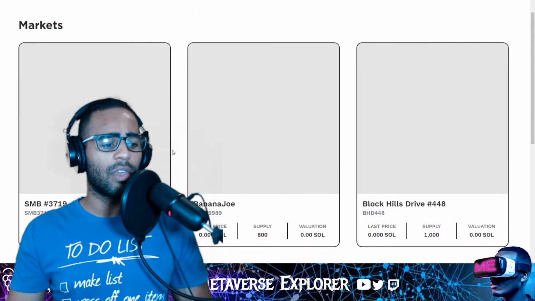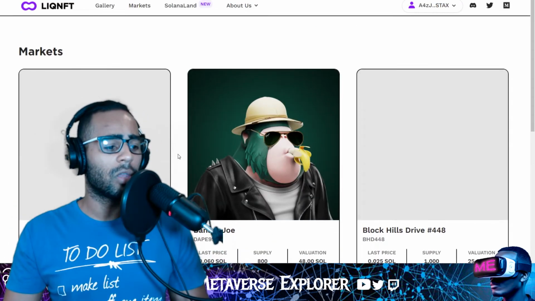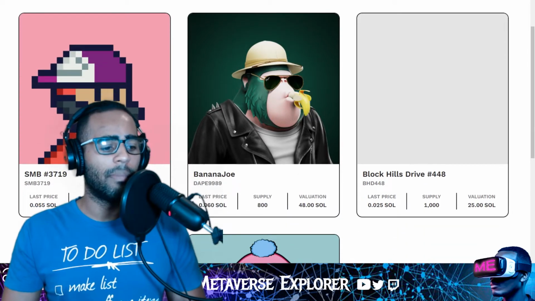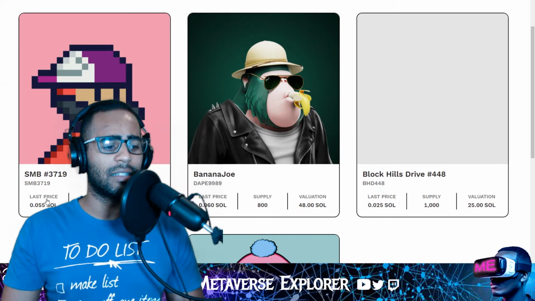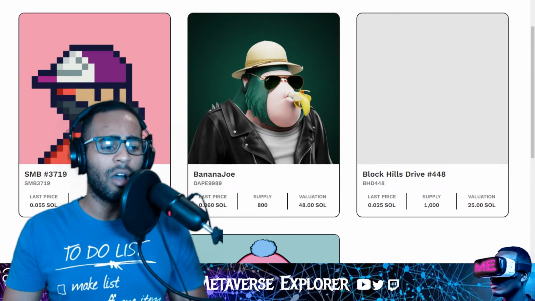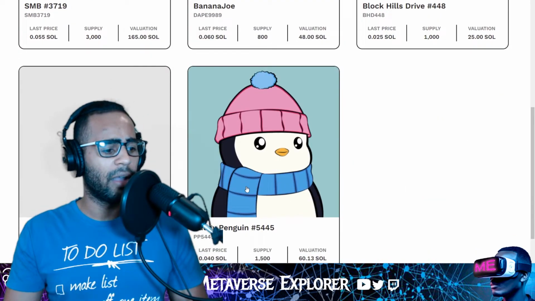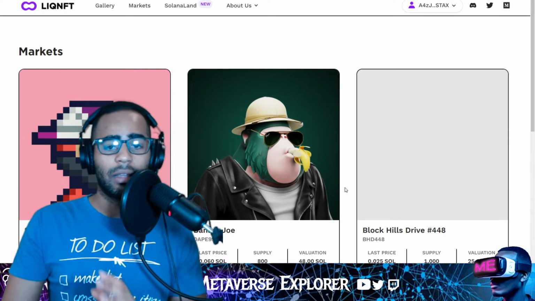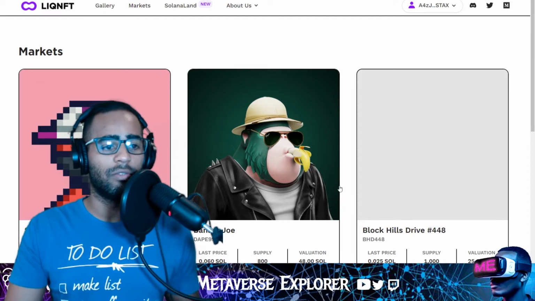So these are some of the NFTs already existing that you can fractionalize. So they have SMB 3719. The supply of this SMB is 3,000. The last price is 0.055 per fraction of this 3,000, which gives it a valuation of 165 SOL. They have a Degen Ape, and they have some other Pudgy Penguins and Thugbirds as well. So this is pretty cool. If you can't afford one specific NFT, you can buy into a smaller fraction version of this.